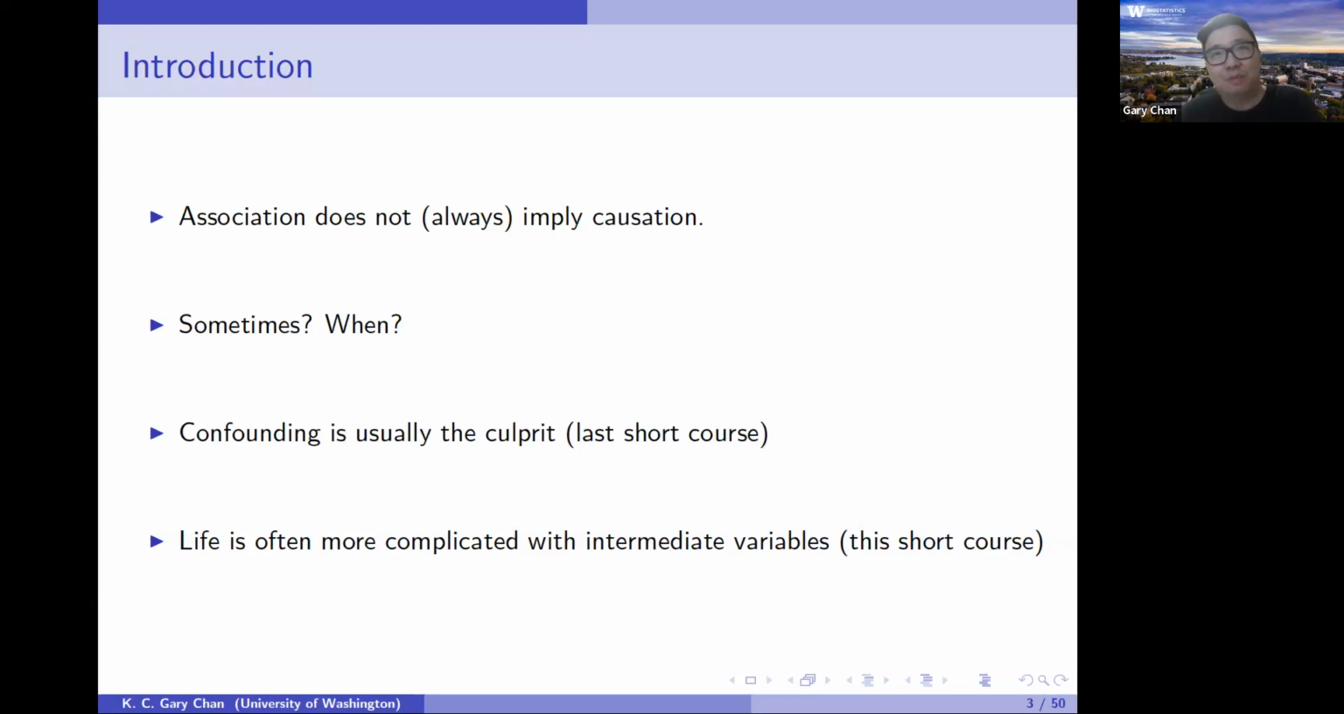That's what we all know. In the last short course, we went through multiple ways of confounding control. So the last short course is basically all on confounding. But confounding is not the only issue you face when you analyze complex real world data, particularly observational studies. Life is often more complicated when we have intermediate variables, and we will discuss two instances of those complications in this course.